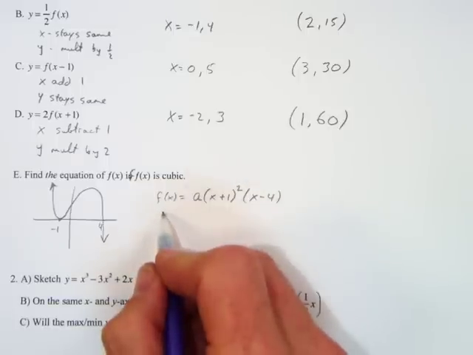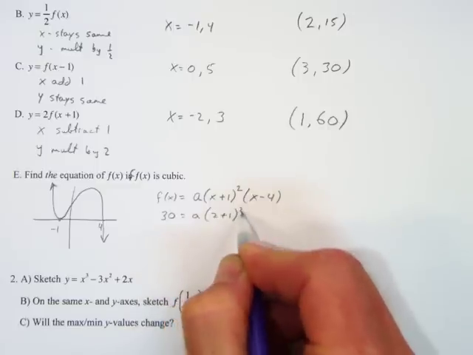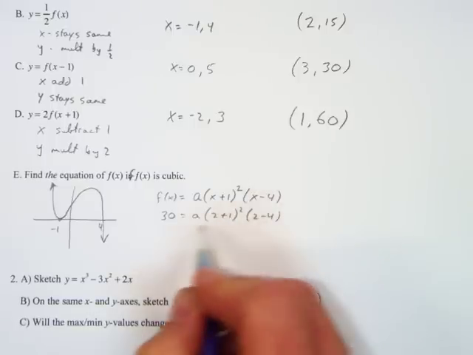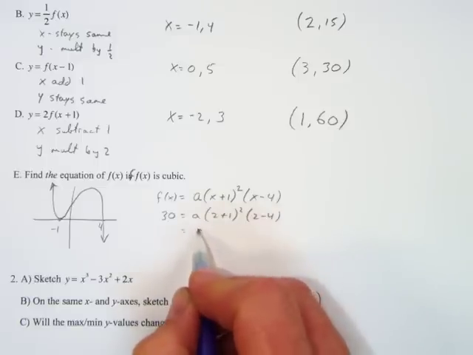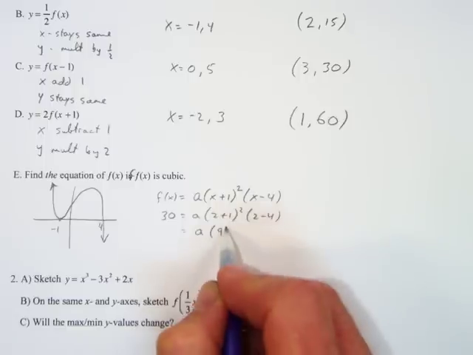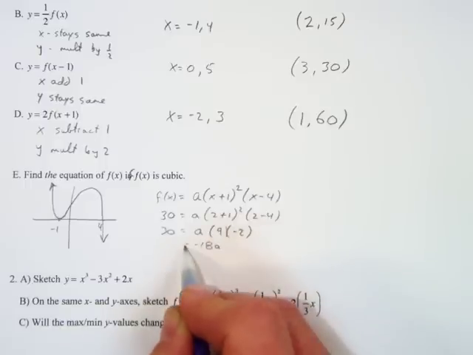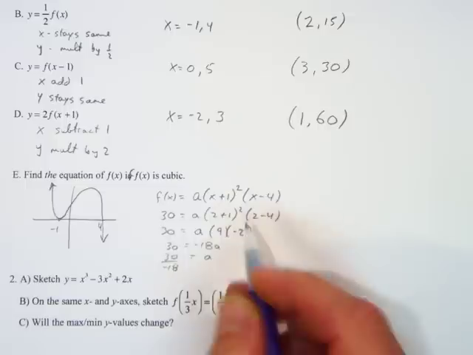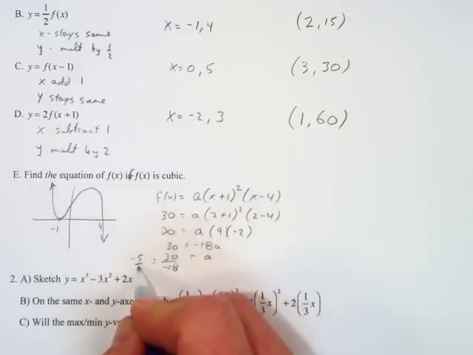That max was (2, 30), so I can plug in 30 equals a times (2 plus 1) squared times (2 minus 4). So this would be 3. Just be careful doing this. It's not that hard. You know how to do it, but people make simple mistakes going too fast. So we have 3 squared is 9 times -2 equals 30. So we have -18a equals 30. A equals 30 over -18. And 6 will go into this 5 times and that 3 times, so we'll have -5/3.